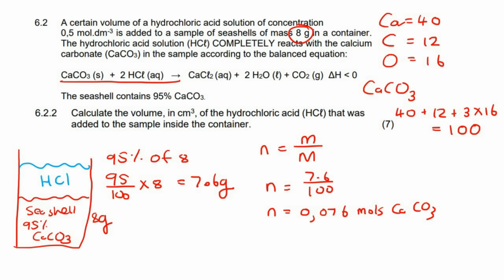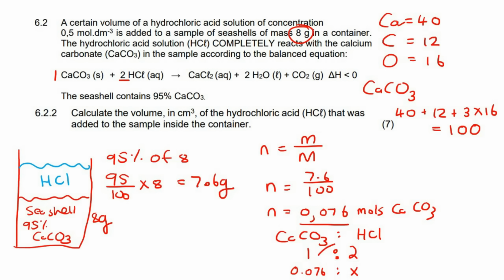Now you come to the reaction and look at the ratio. CaCO3 to HCl is a 1 to 2 ratio. So if this is 0.076 and this is x, you see how the HCl is double. That means we multiply this by 2. So x would be 0.076 multiplied by 2. Here, I haven't actually explained this part nicely before: you can just use cross multiplication. Multiply that there and multiply that there. You'd end up with 1x equal to 0.076 multiplied by 2, and so x is equal to 0.152.